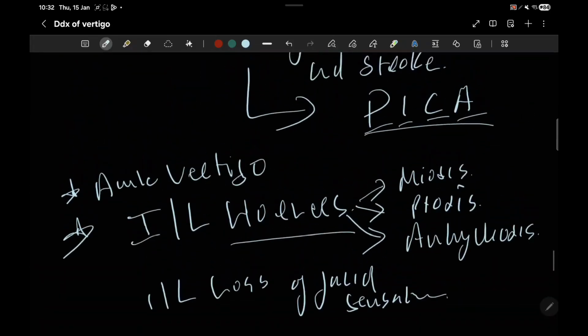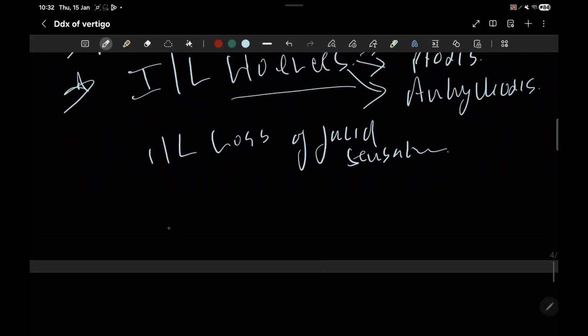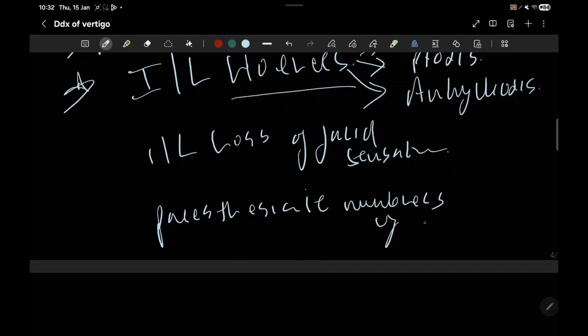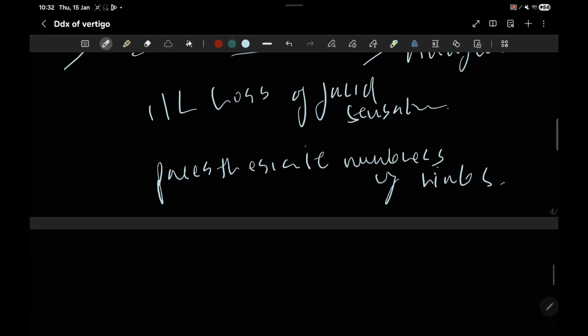Also, you'll find in vertebrobasilar insufficiency, there is paresthesia, numbness in the limbs. Okay, numbness of limbs. Also, you can find cranial nerve palsy, which is ipsilateral. Okay, everything is ipsilateral here.